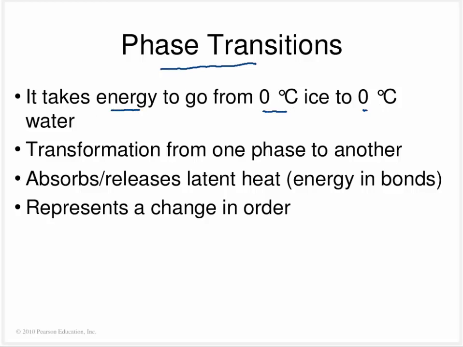An important thing to keep in mind as we undergo a phase transition is it does take energy. It takes energy to go from 0 degrees Celsius ice to 0 degrees Celsius water, and it takes energy to go from 100 degrees Celsius water to 100 degrees Celsius steam. You still have to keep the pot on the burner, if you will. Kind of what's going on is we're transforming one phase to the other phase, and it's either going to absorb or release this creature called latent heat, which is essentially going to be energy that are in the chemical bonds when we go from a liquid to a gas, if you will.